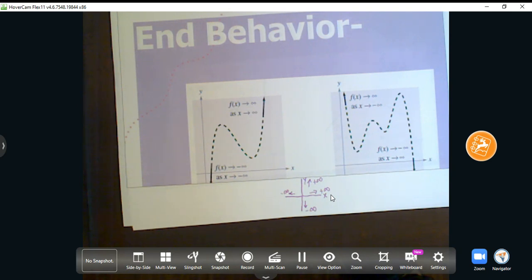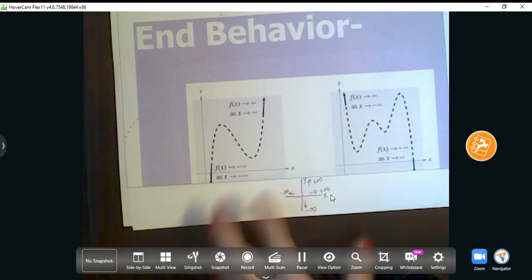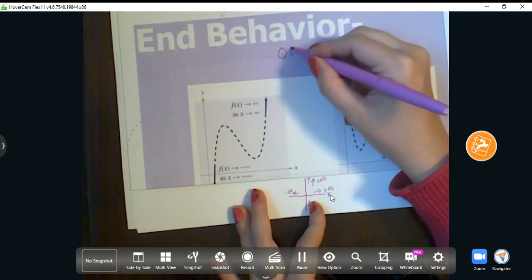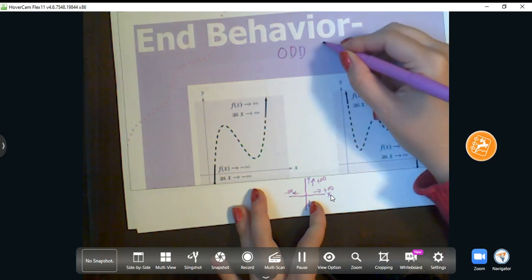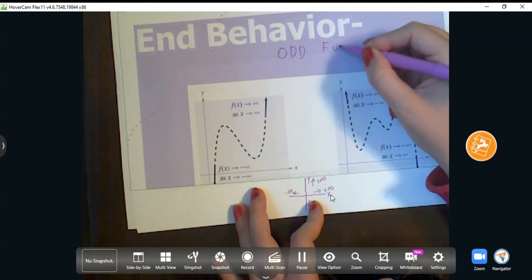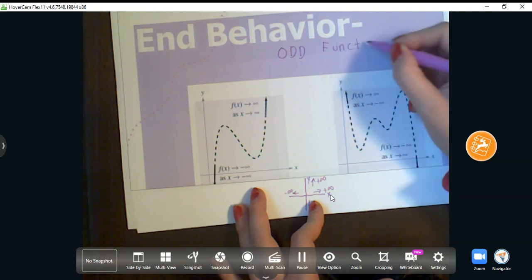Now, hopefully we notice that these are both opposite ends. So one's pointing down, one's pointing up. And this is going to be the case when we have an odd function.